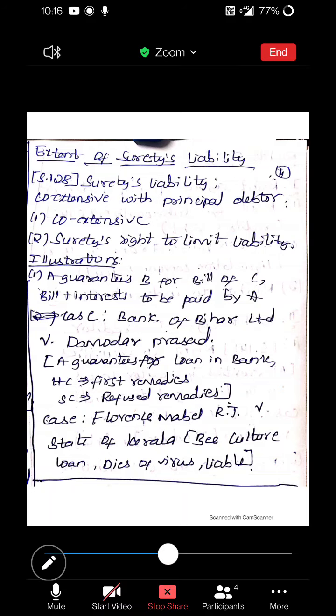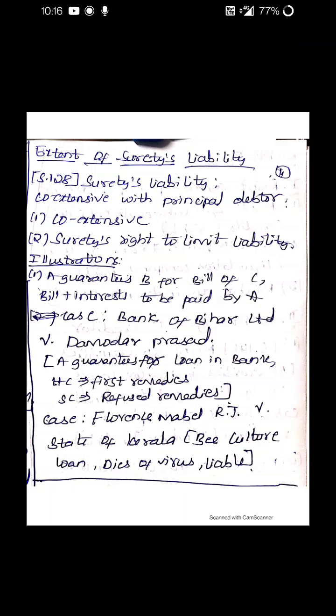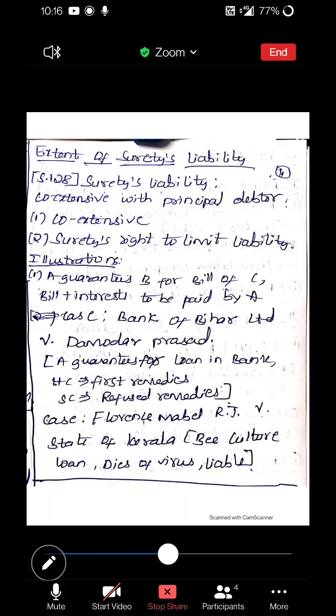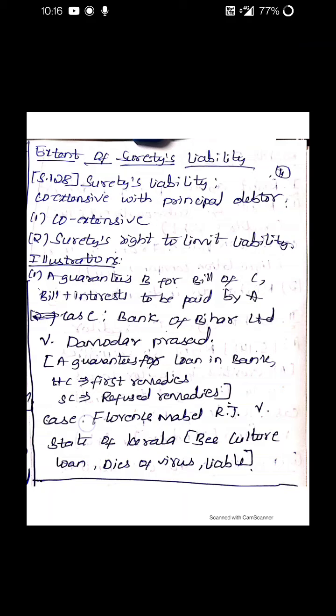The next case is Florence Mabel versus State of Kerala. In this case, the principal debtor takes a loan for bee culture. He wants to develop a bee culture farm, so he takes a loan, and the surety guarantees for him: if he does not pay, I will pay. But all his bees die because of a virus. The court held that the surety is liable.